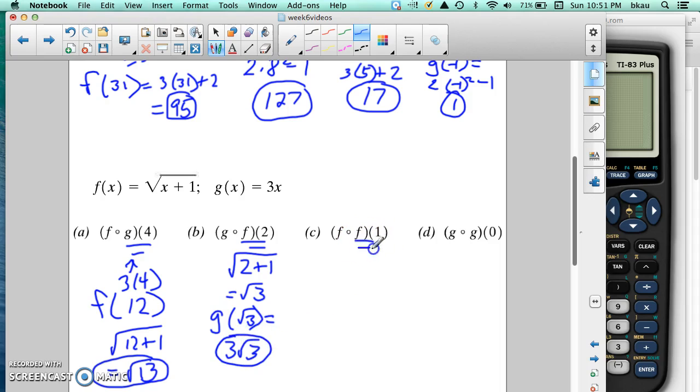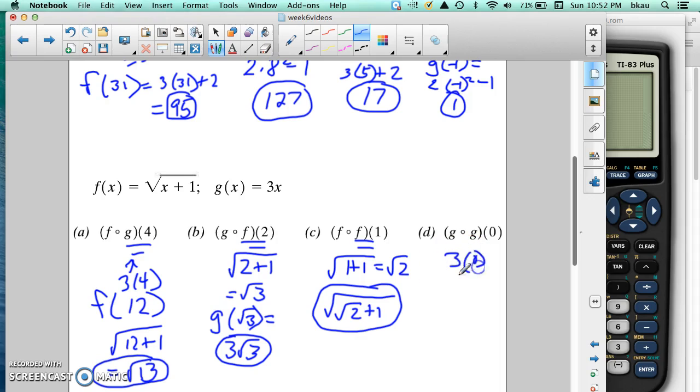Now f of 1, we plug in 1 into f of x. So we're going to do square root of 1 plus 1, or the square root of 2 on that one. And we're going to plug it into f again. So we're going to get the square root of the square root of 2 plus 1. That would be our solution there. Now g of 0, we're going to have 3 times 0 for the first one, which is 0. So g of 0 is 0, and then we're going to do g of 0 again, which is still 0 here.